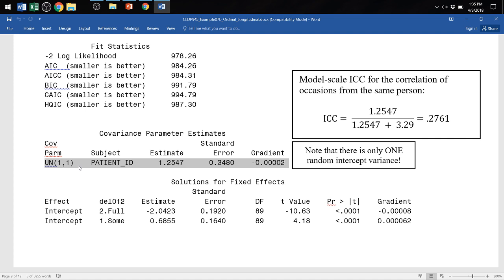Yes, matrix. Row 1, column 1. That's what I'm doing here. So un11 means that is my random intercept variance. It is the term in the unstructured G matrix at row 1, column 1.